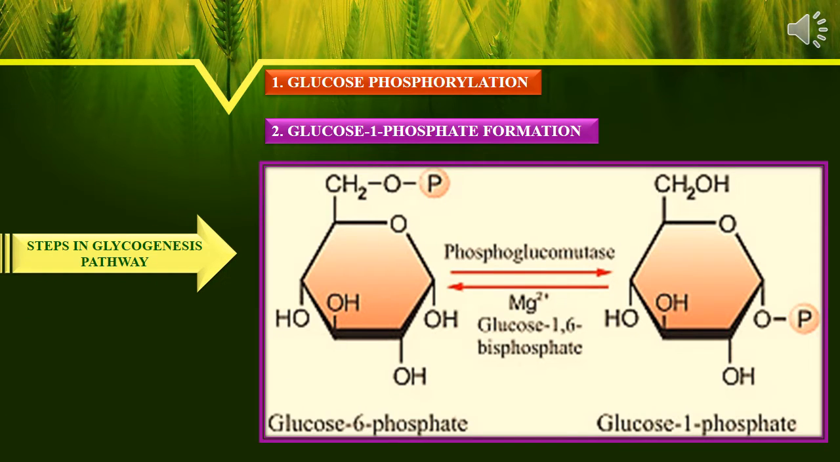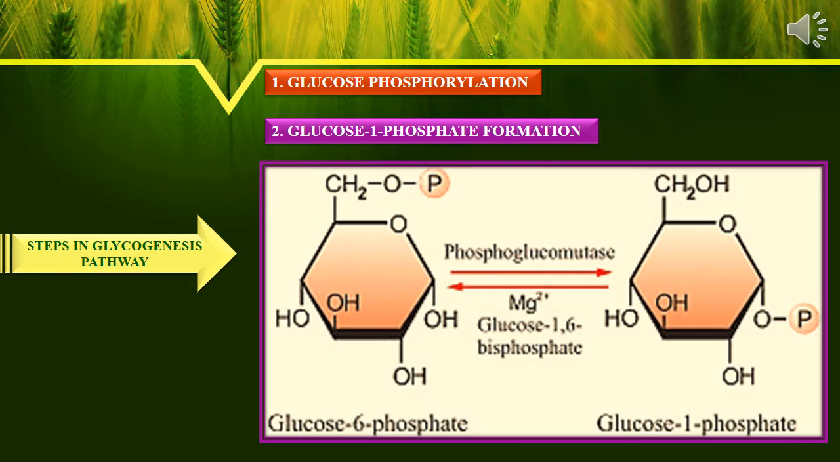Let's see in brief about glycogenesis. There are 5 steps involved in the glycogenesis pathway. First one, glucose phosphorylation. Glucose goes through phosphorylation to form glucose 6-phosphate. Glucose 6-phosphate is the active form of glucose to enter metabolic pathways. You can observe the phosphorylation process in other previous pathways where we have discussed glucose metabolism. And the second step is glucose 1-phosphate formation.